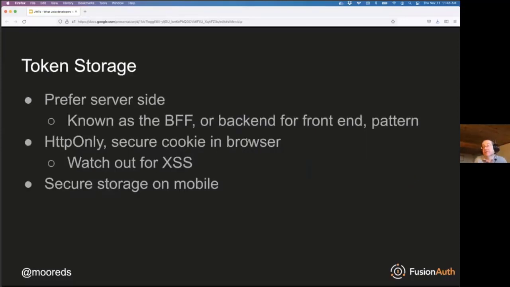We recommend preferring server side. That means basically storing it in the session on the server, and this is known as the BFF pattern. Basically your client presents a session cookie or some other session identifier, and the JWT stays server side so that no one can find it and pick it up. We realize that doesn't work for everybody. So if you want to push it down to the browser or to a native client, just make sure you store it securely, either as a cookie that is not accessible to JavaScript or in secure storage on mobile devices.